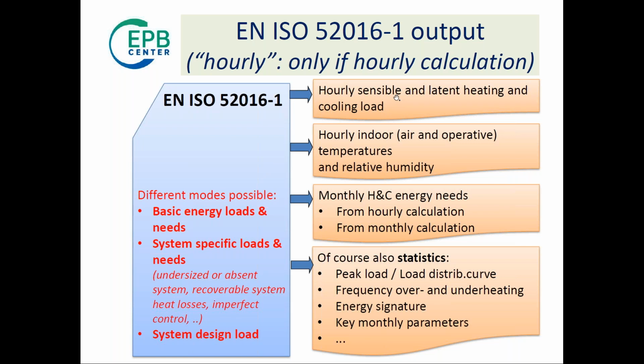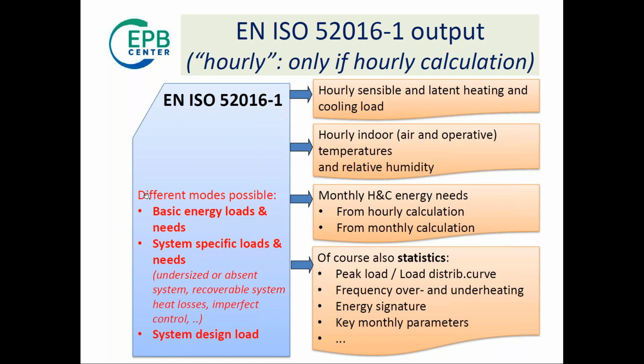So if you have done the hourly calculation, you will get the hourly sensible and latent heating and cooling load. You'll get the hourly indoor temperatures, so both air temperature and operative temperature, and you'll get the indoor relative humidity. Of course, you will get the monthly heating and cooling energy needs from the hourly calculation and from monthly calculation. And statistics like the peak load, the load distribution curve, the frequency of over and underheating, quite interesting is to get the energy signature on the energy needs and the key monthly parameters which you could use to compare the monthly and the hourly method.